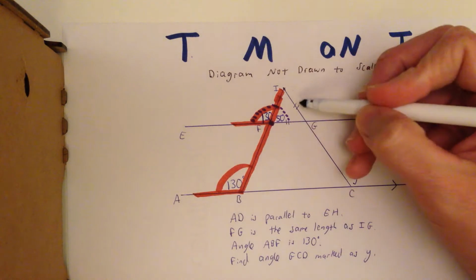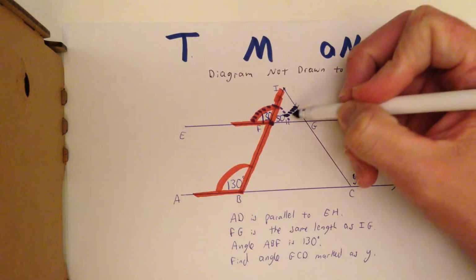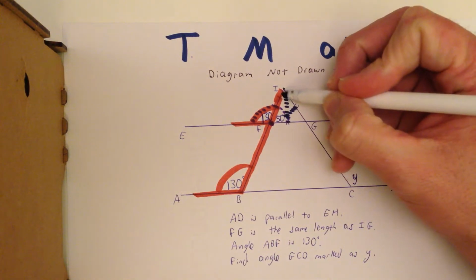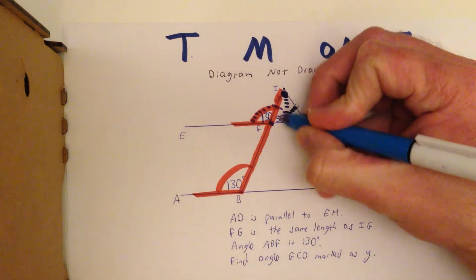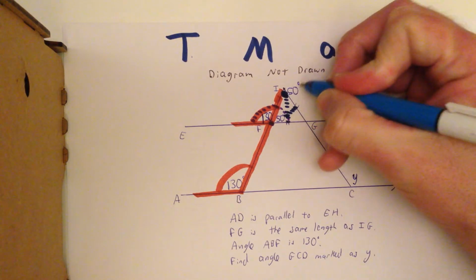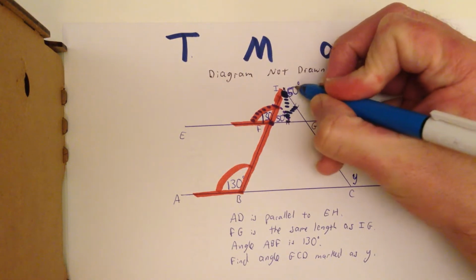So we're going to look at our tick marks and we're going to shoot the arrow. And we're going to shoot the arrow. So we can see that top angle is the same as this angle here. So this must be 50 degrees.